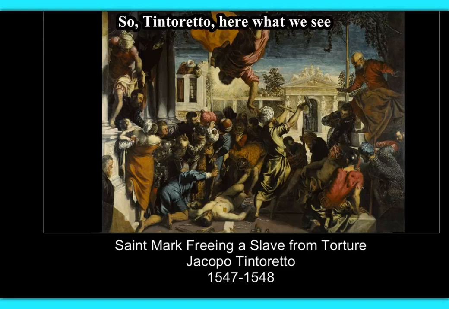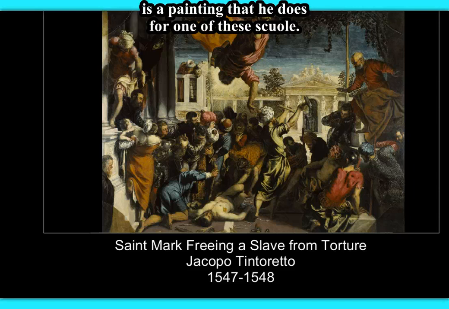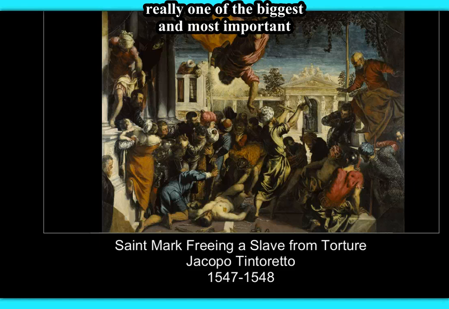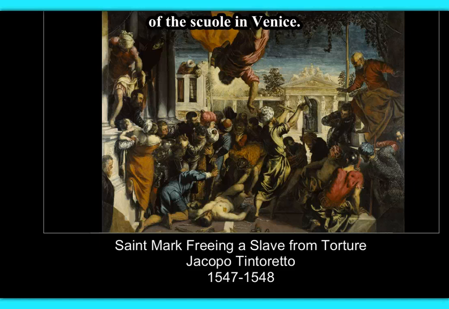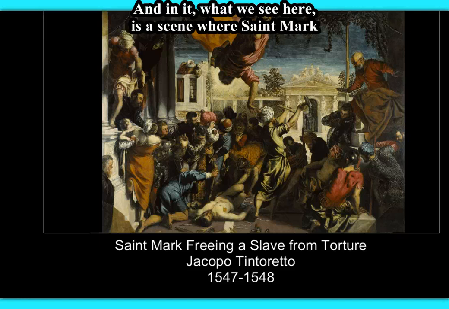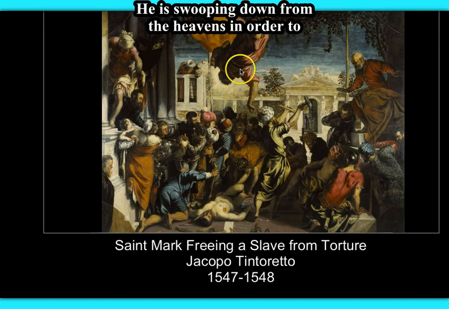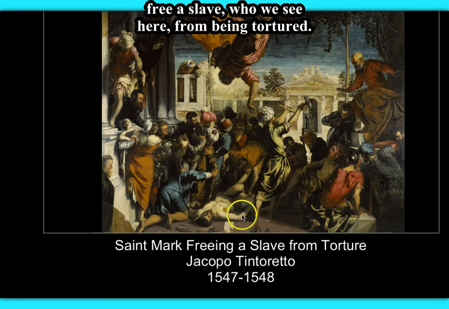So Tintoretto, here what we see is a painting that he does for one of these scuole. This is for the Scuola of San Marco, really one of the biggest and most important of the scuole in Venice. And in it, what we see here is a scene where Saint Mark is performing a posthumous miracle. He is swooping down from the heavens in order to free a slave, who we see here, from being tortured.